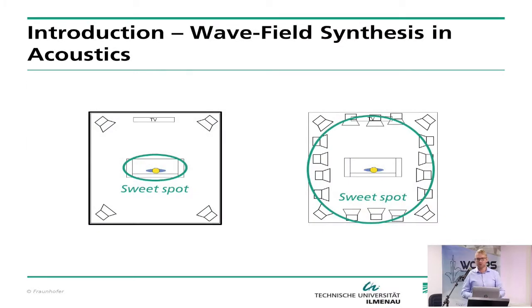Wavefield synthesis was at first realized in acoustics, and for example, you have home cinema systems with surround loudspeakers, and there you have a very small sweet spot, which is the area where the acoustic experience is perfect. The problem is, if a person is here or here, they wouldn't have the same experience. Now, if you put a lot more loudspeakers and you do wavefield synthesis, then the sweet spot is much larger and it covers the whole area. And this is what we want to move from acoustics to electromagnetics.